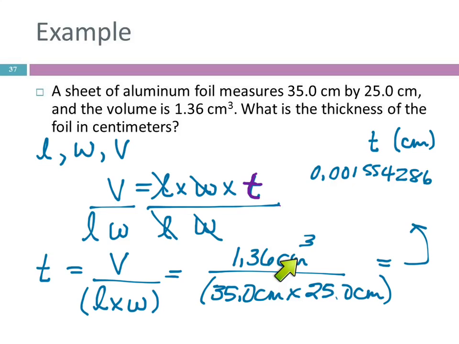The units here, one of the centimeters cancels one of the 3 up there, so that gives us centimeters cubed. This one cancels another one, and we end up with dimension of centimeters.